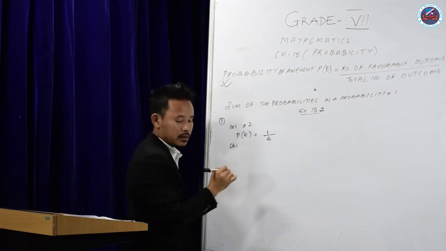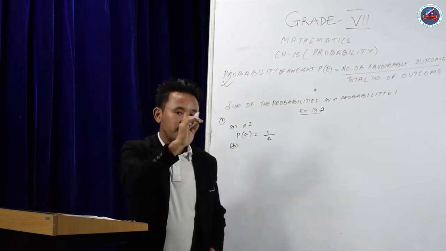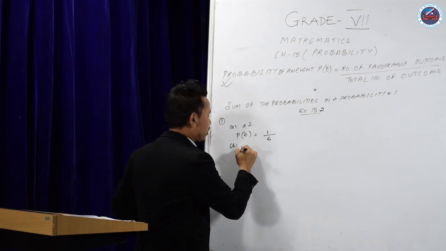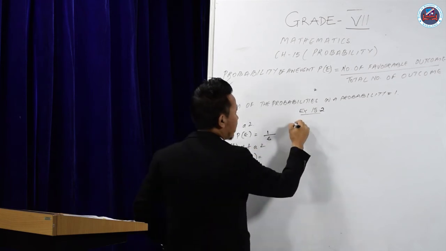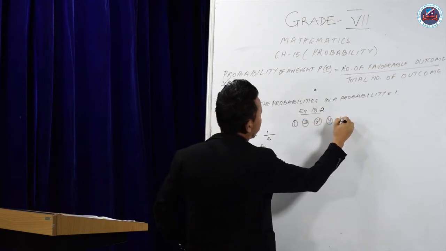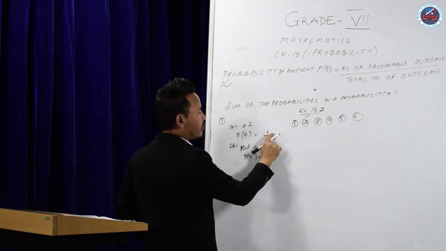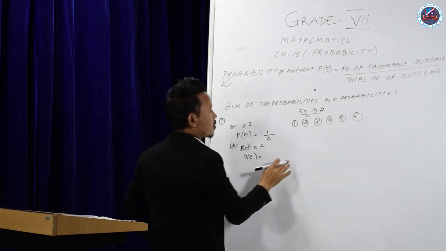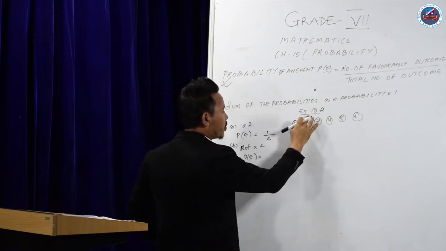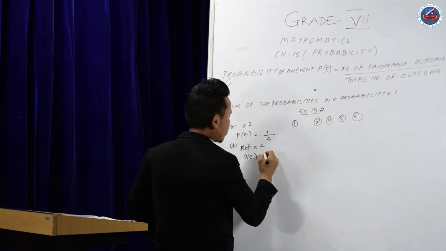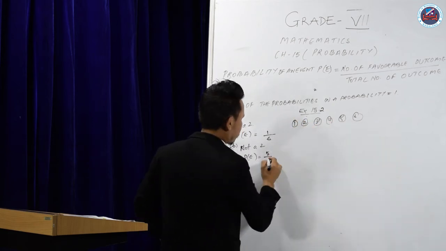Number B. Not a 2. Not a 2 means leaving aside 2. What are the favorable outcomes we have? Okay, first one, a 2, we have only 1 favorable outcome. The total number of outcomes is 1, 2, 3, 4, 5, 6, right? Now, not a 2 means 1, 3, 4, 5, 6. So 5 out of the total of 6.